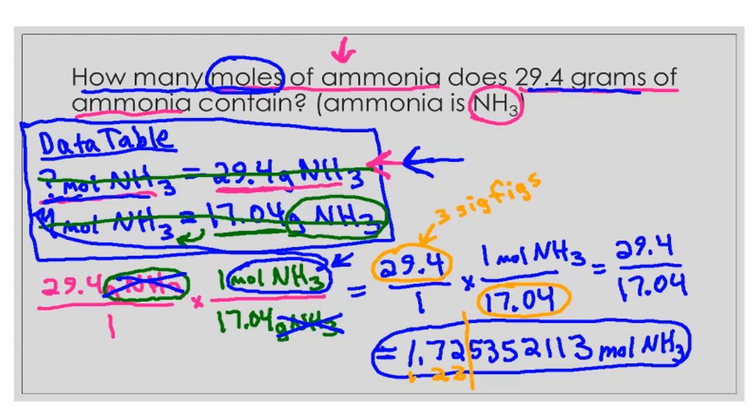So let's draw this line. The number right after this line is 5, so that 5 goes back and turns that 2 into a 3. So you're going to end up having 1.73 moles of NH3 as your rounded answer.